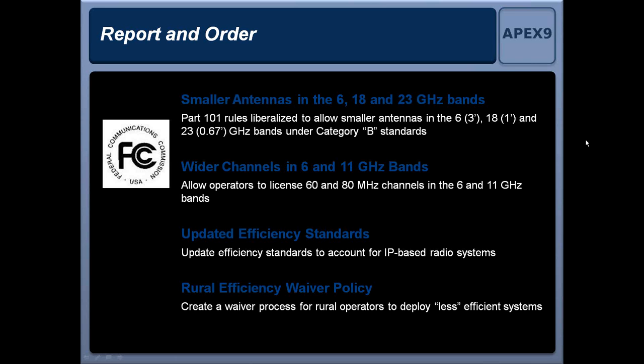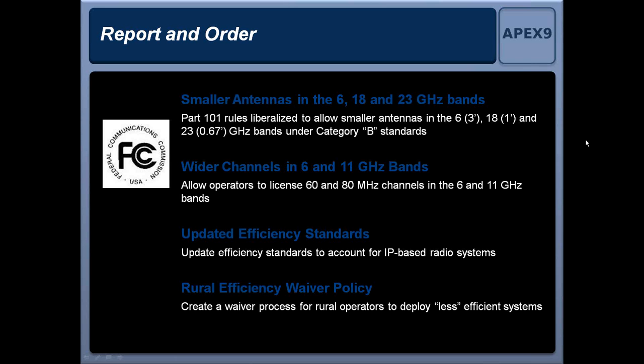So upon discussions that have gone on for the past couple of years, the Part 101 rules now allow for 3-foot antennas under a revised Category B standard. And we feel for a lot of rural operators, where you're going to try to shoot distances in excess of 15 to 20 miles, 6 gig with a 3-foot dish is going to be a pretty substantial development for them.